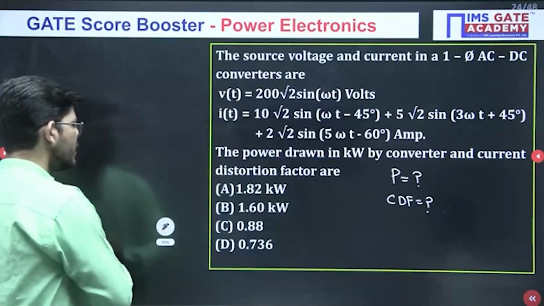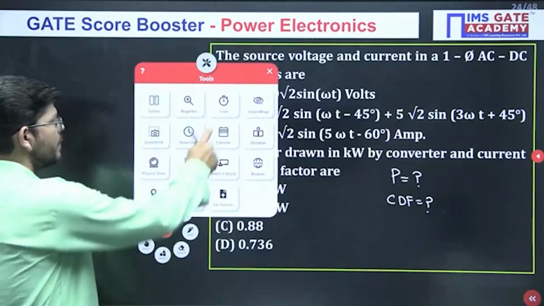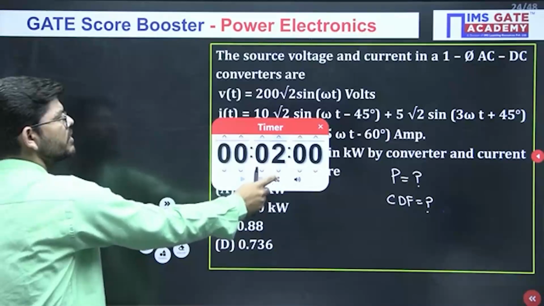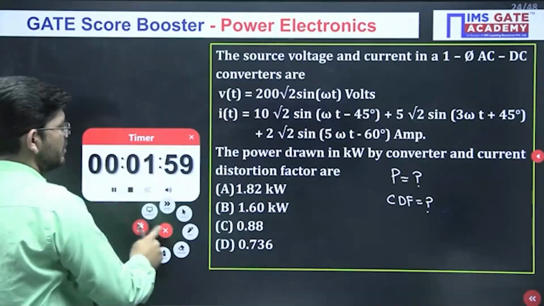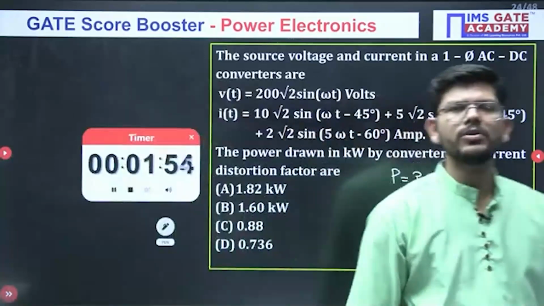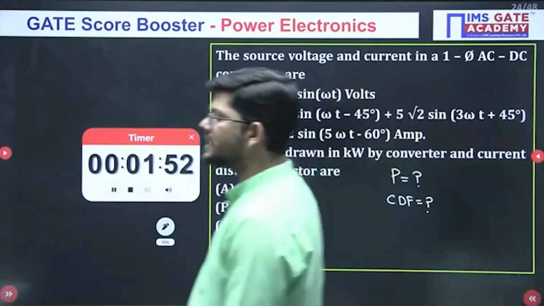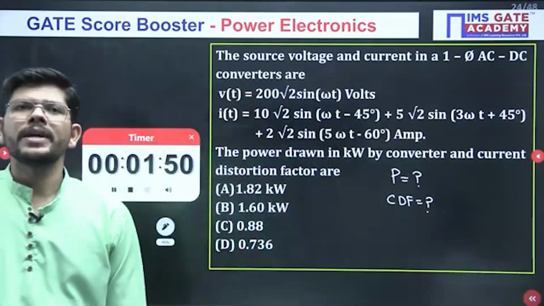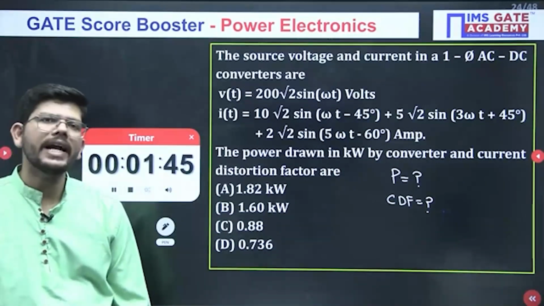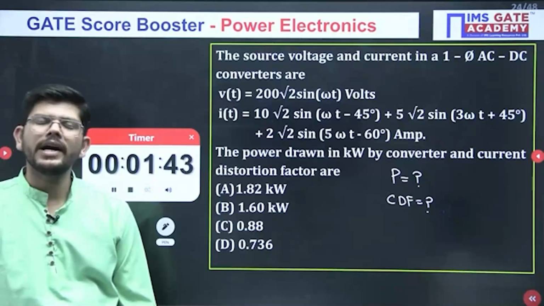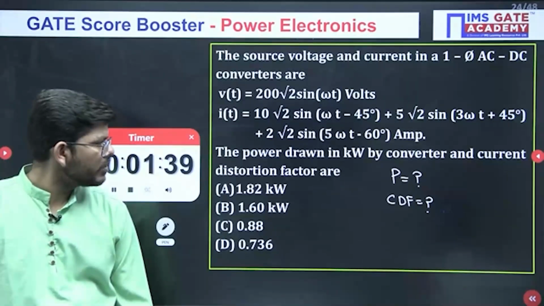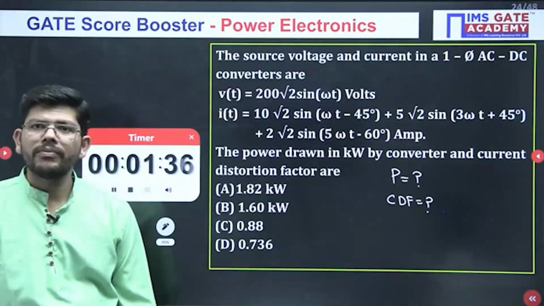Let me see. Are you aware of these concepts as well? Before getting into the rectifier, you should know about this. Your time starts now. Let me see, are you able to solve this question? Voltage is sinusoidal, but the current is periodic, but it is not sinusoidal. It is having multiple frequency terms. In that case, how to find the power, and how to calculate the current distortion factor?